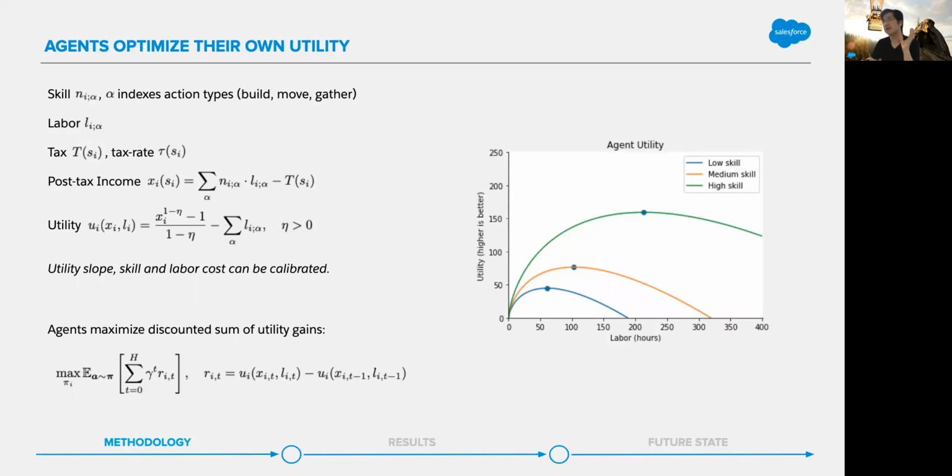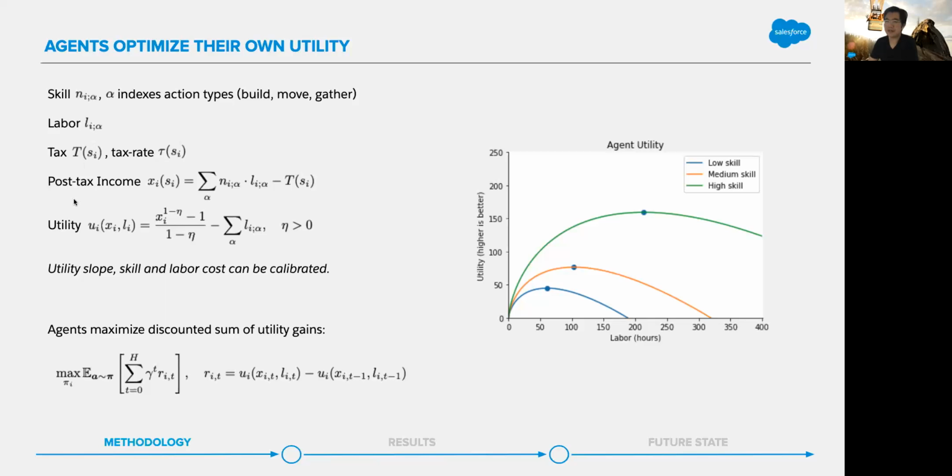So what is the actual optimization for the individual agents and the planner? Well, as I mentioned before, every agent has a skill, and let's call that skill n for the i-th agent. As we saw, there are a number of action types. Agents can build, they can move around, they can collect resources, and every agent will perform some amount of labor that we denote by L. And then there are also taxes, capital T here. These taxes are going to depend on the state of the system, and the tax rate is called tau. This is standard econ notation.